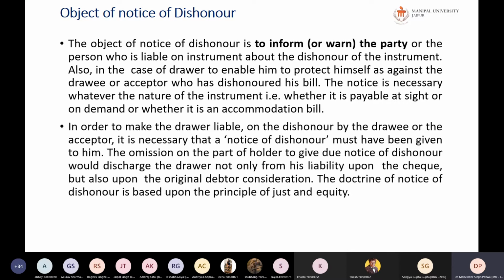Okay, so in order to make the drawer liable on the dishonor by the drawee or the acceptor, it is necessary that notice of dishonor must be given to him. Omission on the part of the holder to give notice of dishonor would discharge the drawer not only from his liability upon the check, but also from the original debtor's consideration. Okay, so the doctrine of notice of dishonor is based on the principle of justice and equity. So it has to be just and equitable to provide notice to the other person that he is not able to pay the amount. Okay.